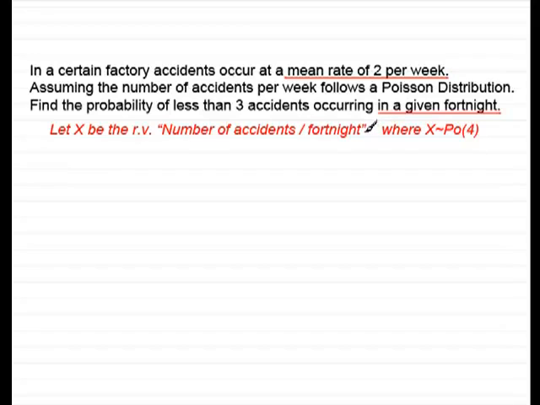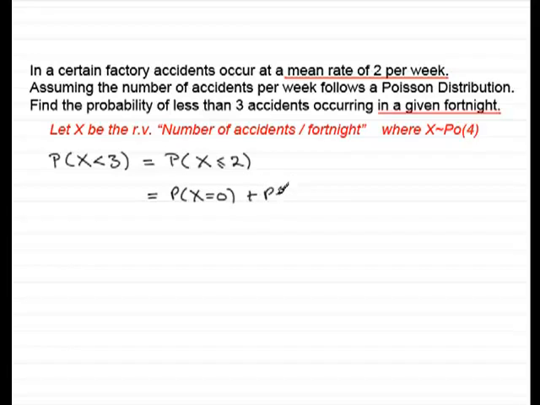What we need to do now is work out the probability of less than 3 accidents occurring. So we would have the probability that X is less than 3, which would be 0, 1 and 2. That's the probability that the number of accidents occurring in a fortnight is less than or equal to 2. That will be the probability that X equals 0, plus the probability that X equals 1, plus the probability that X equals 2.